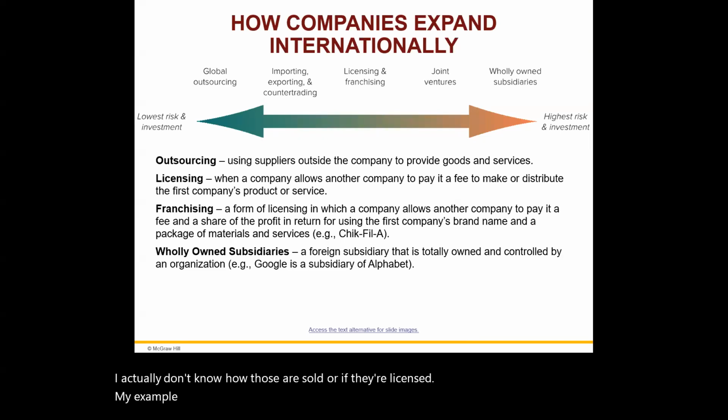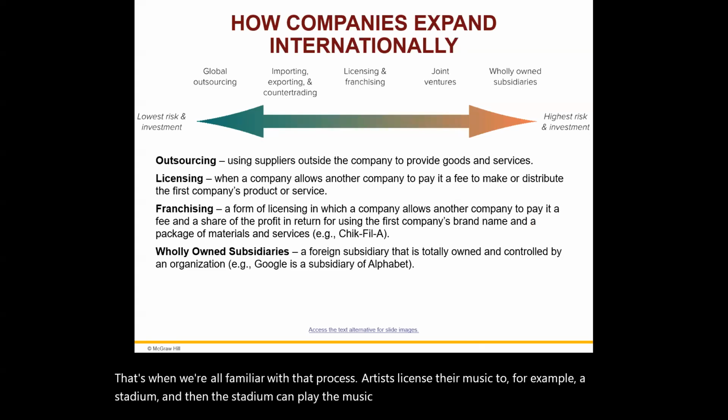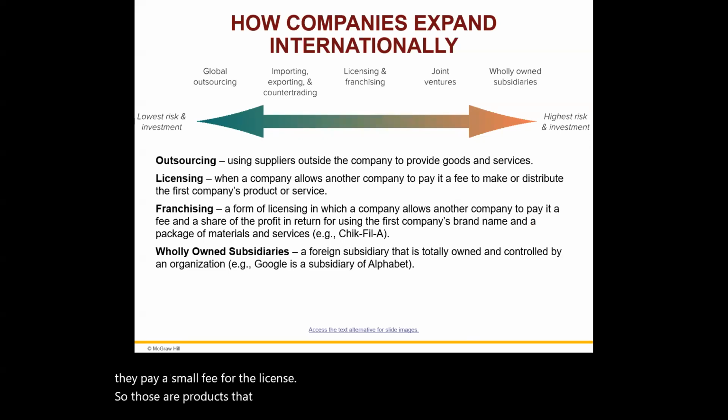My example is going to be music. We're all familiar with that process. Artists license their music to, for example, a stadium, and then the stadium can play the music, or the radio can play their music, but only if they pay a small fee for the license. Cool. So those are products that others are paying a small fee to either use or distribute.